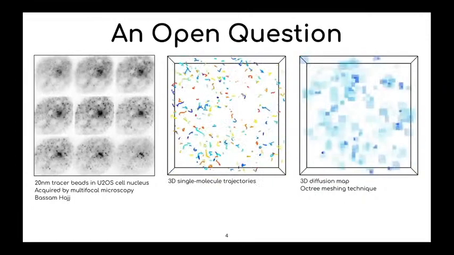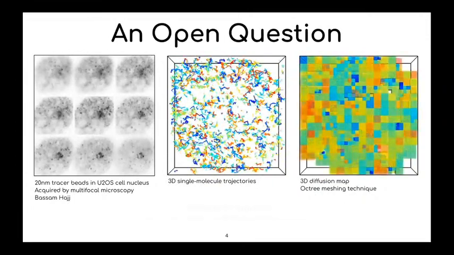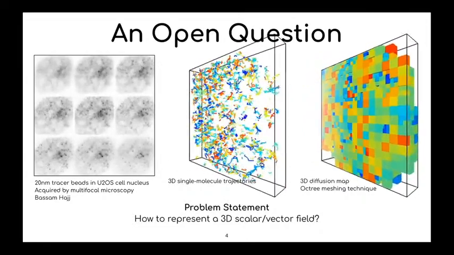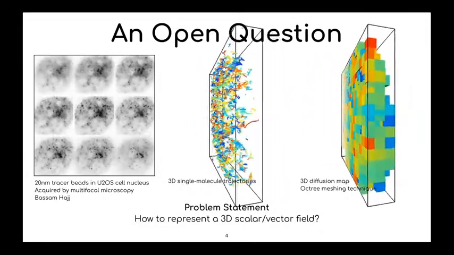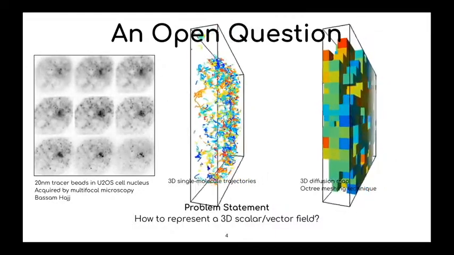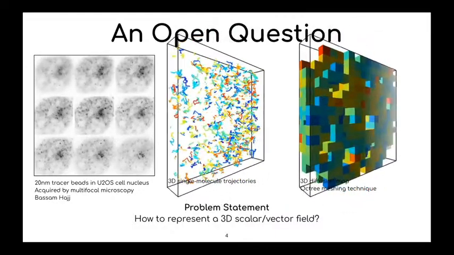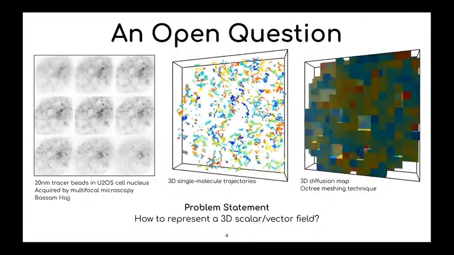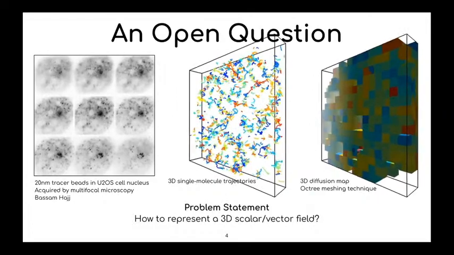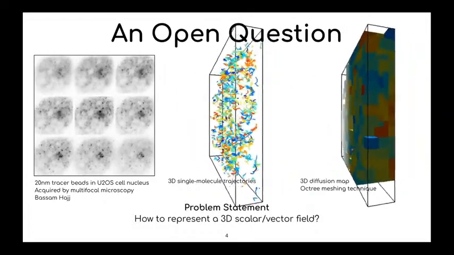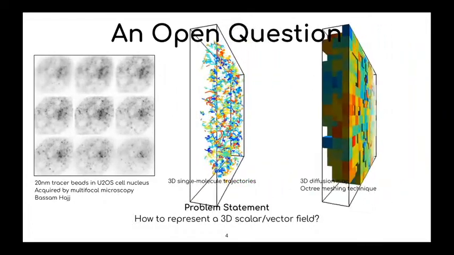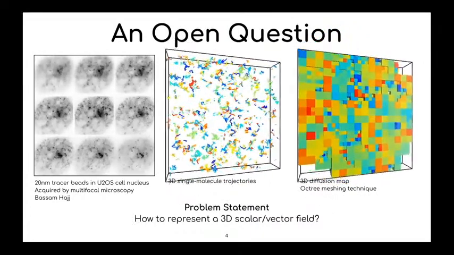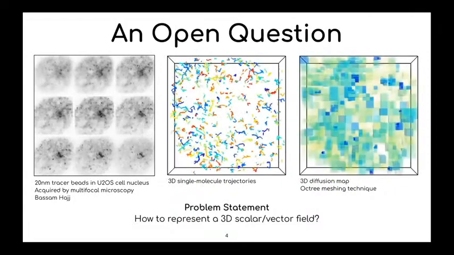What we seek to understand in this acquisition is the heterogeneous dynamic behavior, the spatial dependent dynamic behavior of diffusing particles in the cell nucleus. The first step in analyzing this type of data is to first constitute 3D trajectories of these 3D tracer beads through single particle tracking techniques, and that's what you see in this middle panel here. Next, what we do is we extract a map of the dynamic parameters that dictate the movement of these trajectories, such as the diffusion, for example, or the drift.